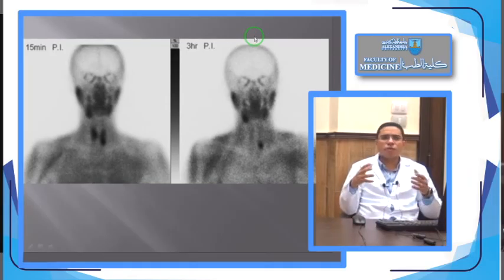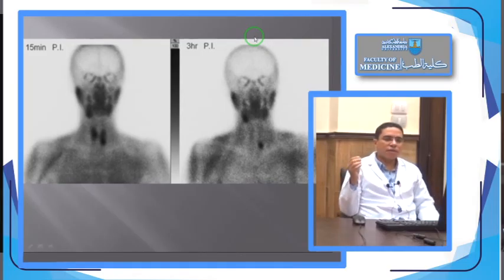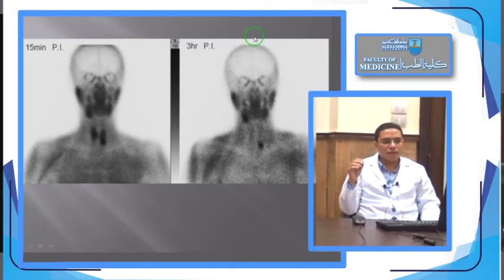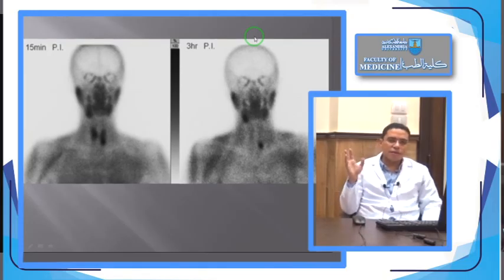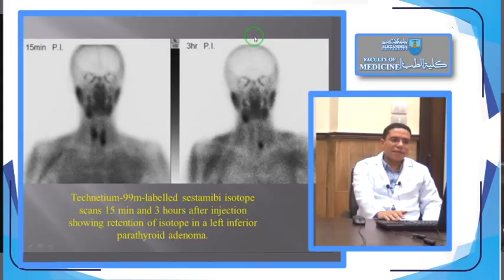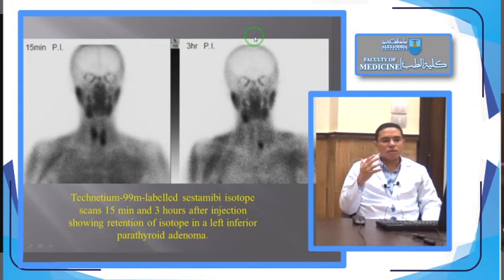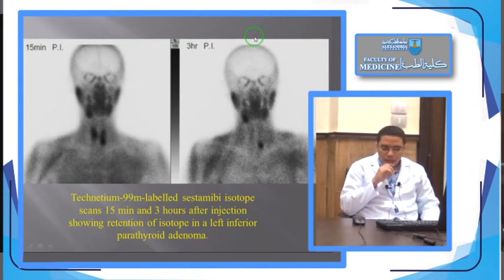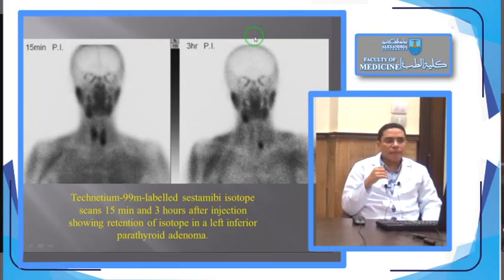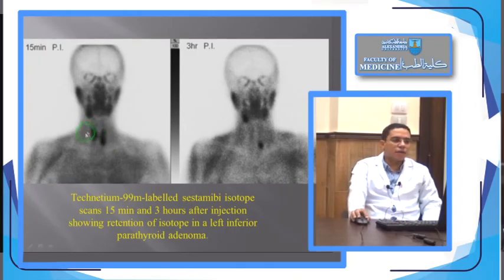So in order to view this uptake and washout, they labeled this sestamibi with a radioactive material. This radioactive material is technetium-99. So this is a technetium-99 labeled sestamibi isotope. We give the patient this technetium-99 labeled sestamibi IV, and we take an image with the gamma camera after 15 minutes, because the gamma camera detects the radioactivity after 15 minutes. After 15 minutes, we will have an uptake in all the thyroid, the parathyroids, the submandibular, and the parotid glands. Okay?